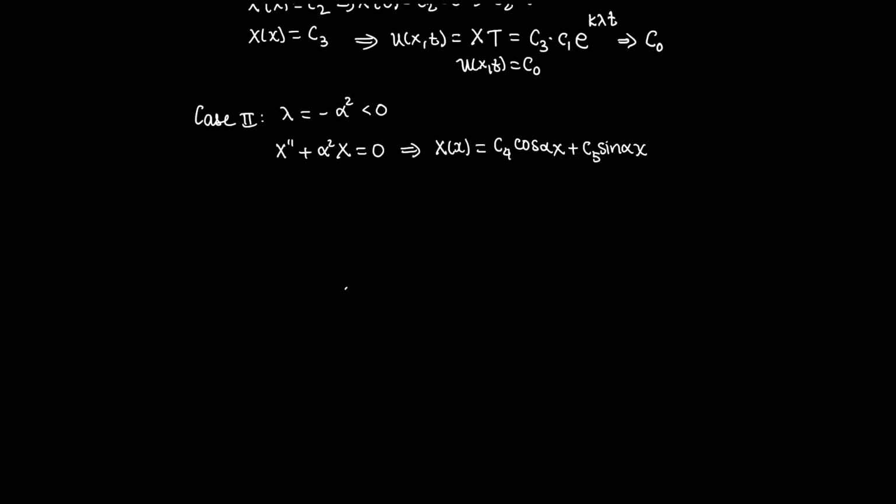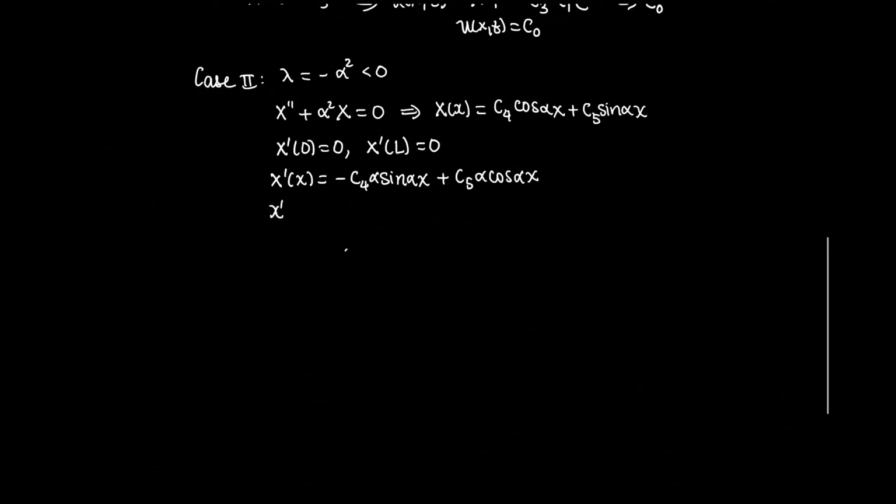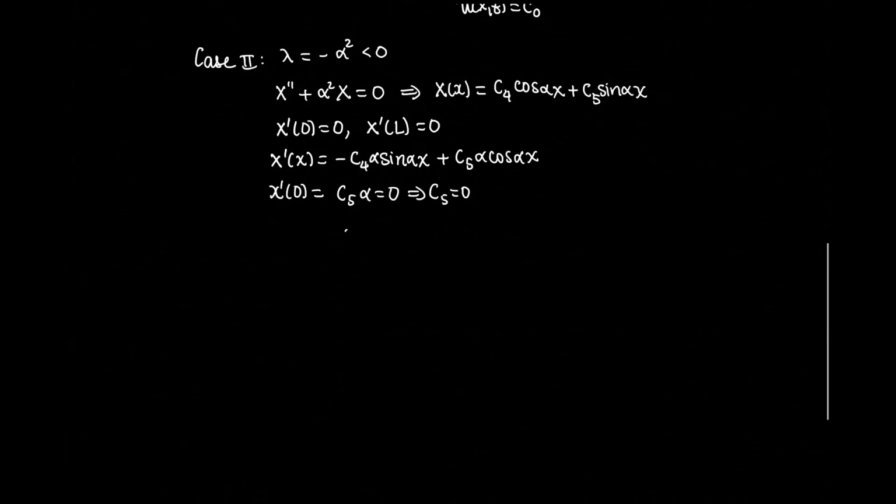Now I come here to this condition. I also have the condition X'(0) equal to 0 and X'(L) equal to 0. That means the first derivative gives me minus C4 alpha sine alpha x plus C5 alpha cos alpha x. At 0, I get C5 alpha equal to 0. That means C5 is just 0. Then I have L from here: minus C4 alpha sine alpha L plus C5, which is 0. All of this has to be equal to 0.